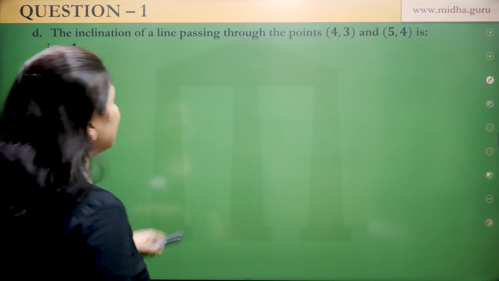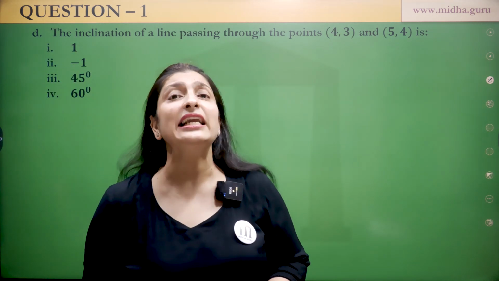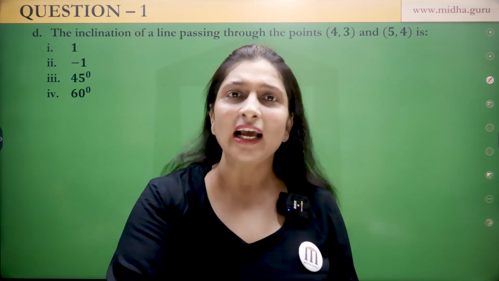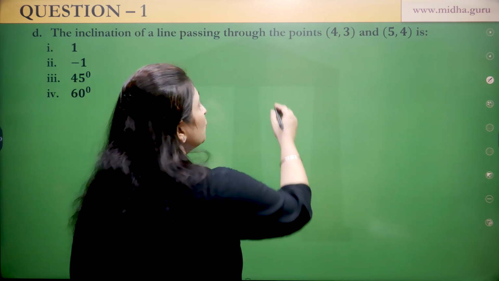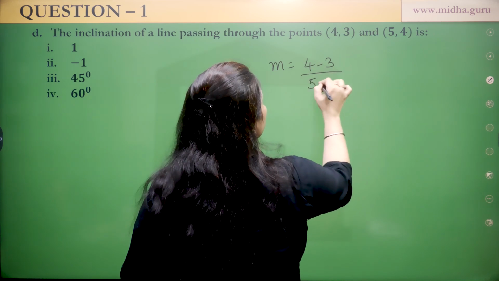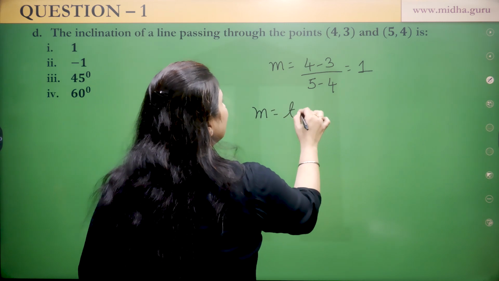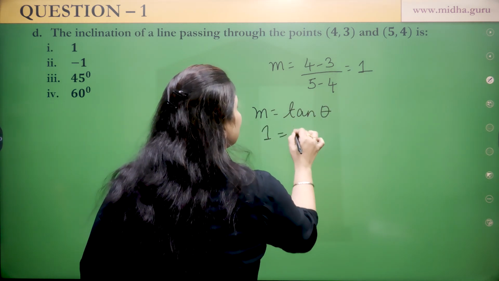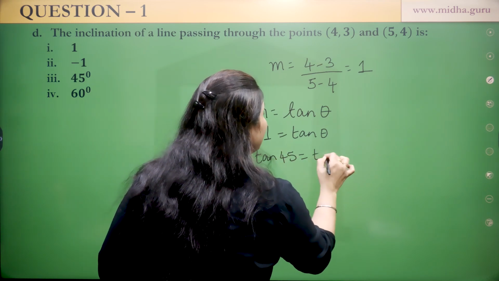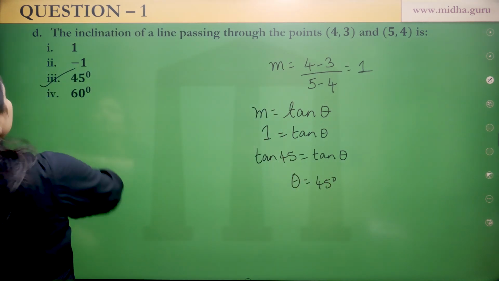Next, the inclination of a line passing through these two points. This time the question is about inclination, and two coordinates of that line are given. So first we'll find the slope, and with the help of the slope, we will find the inclination. So what will be the slope? m is y2 minus y1 by x2 minus x1, which is 1. And m is also tan theta. We know m is tan theta. So 1 is tan theta. 1 is what? Tan 45 degrees. So theta is 45 degrees, option 3.